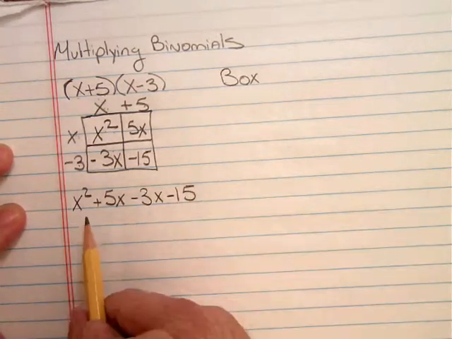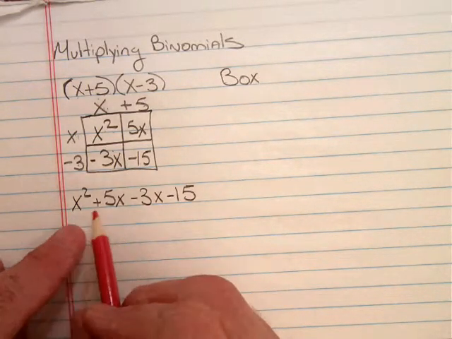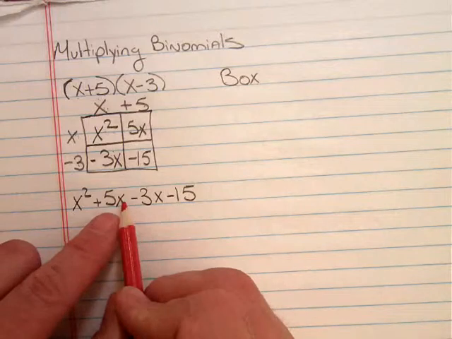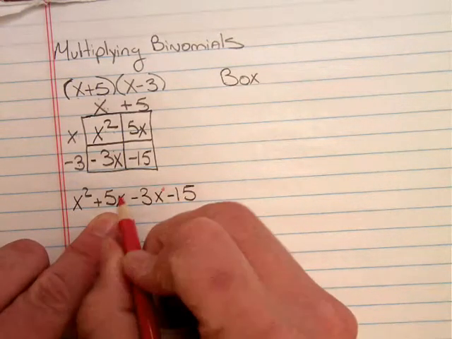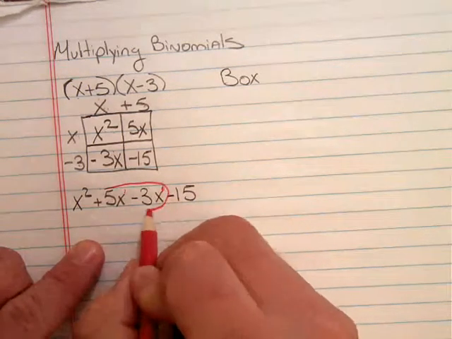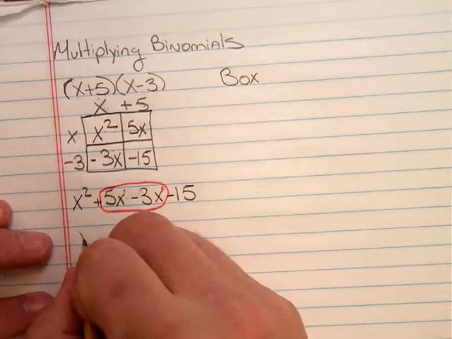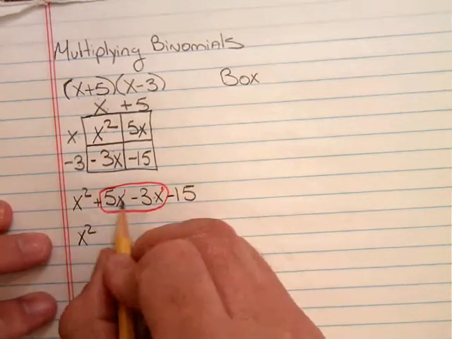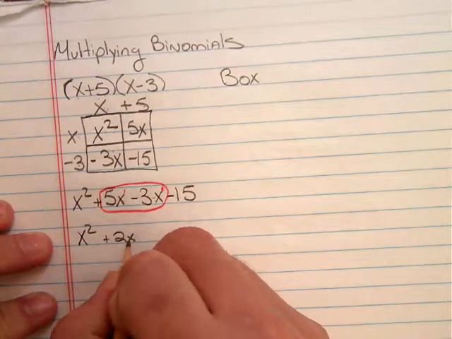At this point, we're going to look for common or like terms. If you notice, common or like terms have the same variables, and those same variables must have the same exponent. You see x to the first and x to the first, so these are like terms. I'm going to write x squared, and I'm going to combine these. 5x minus 3x gives us 2x minus 15.